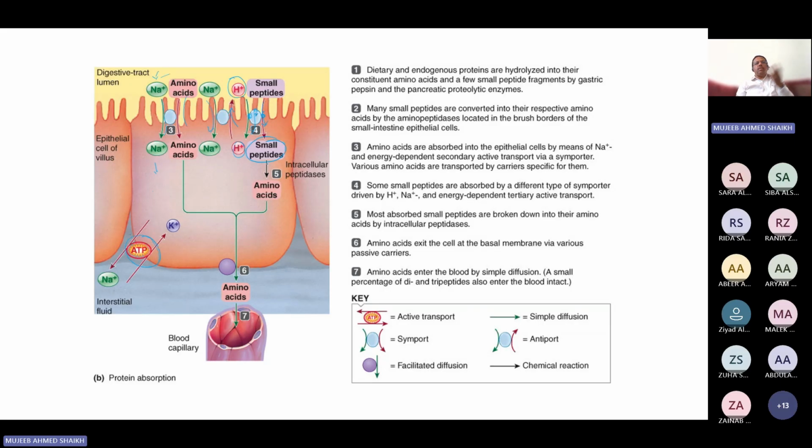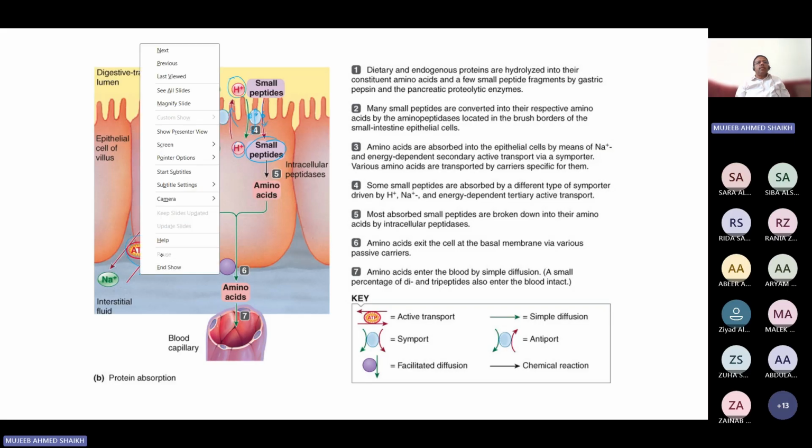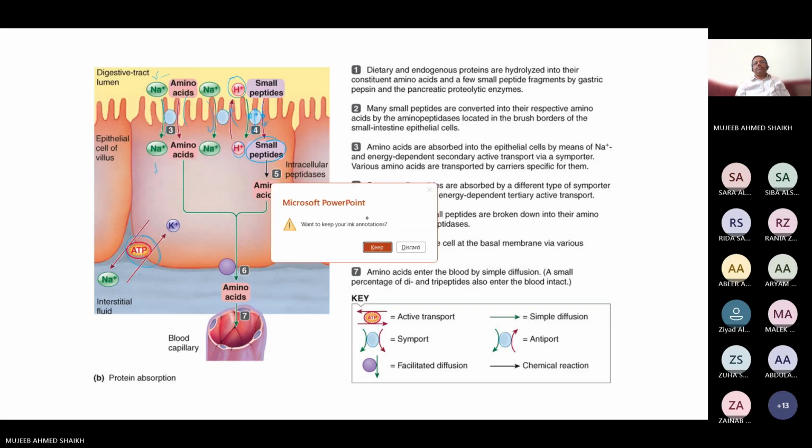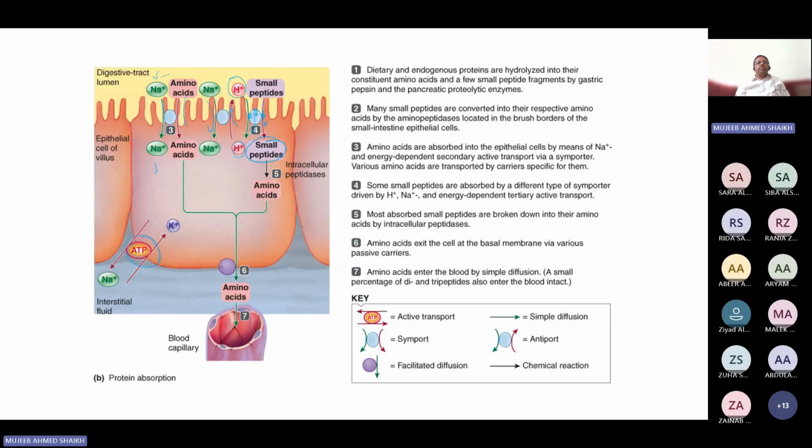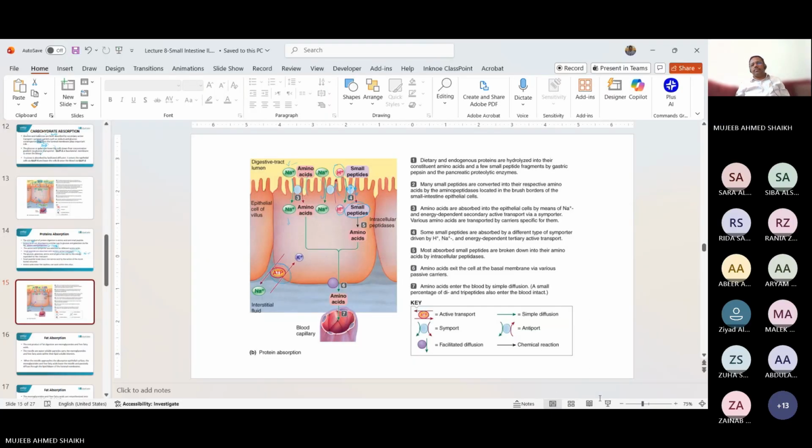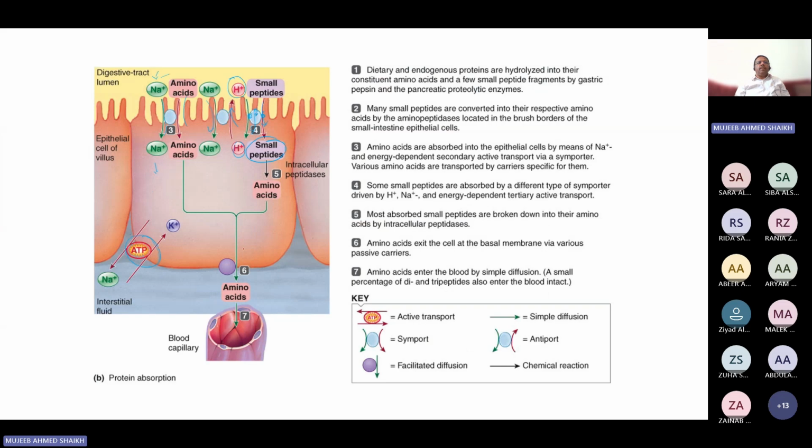Now, where is the tertiary? You will ask, where did the term tertiary come from? Tertiary came because of the primary active transport, the sodium potassium pump. Because of this, there is less sodium inside. Because sodium is becoming less, there is another pump, the sodium hydrogen antiport, which will bring more sodium in and throw more hydrogen out.